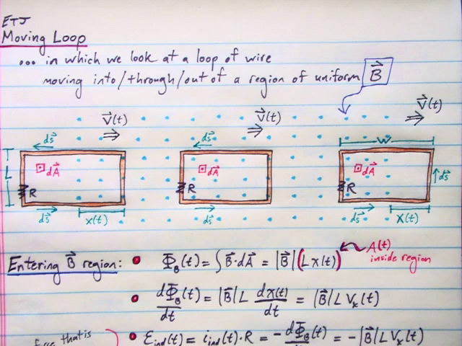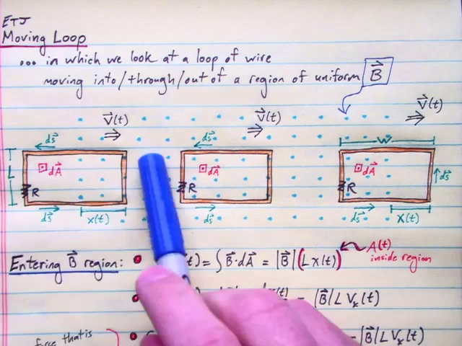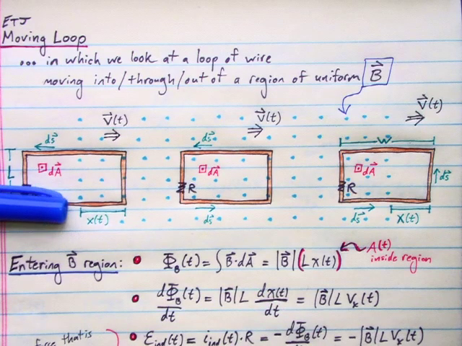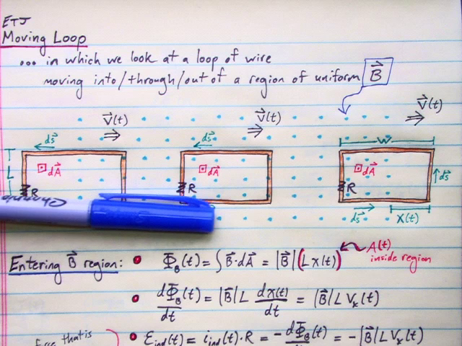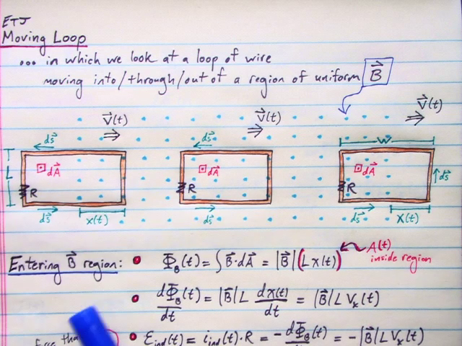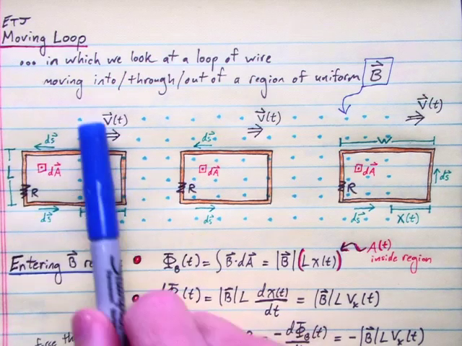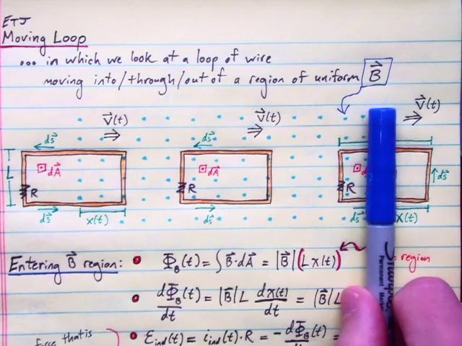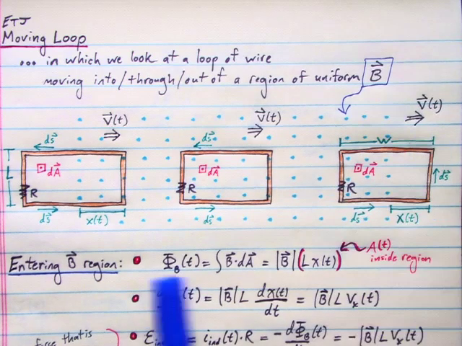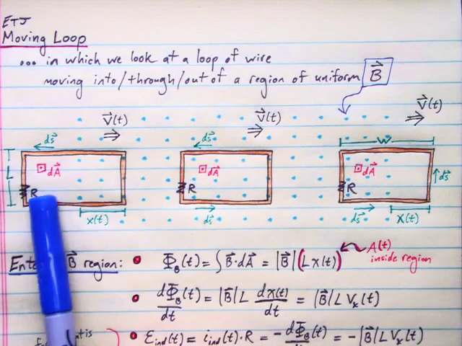Suppose we have a rectangular loop of conducting wire that's sliding along on a frictionless surface or drifting through space or something, and it goes from a region where there is no magnetic field into a region where there is a uniform magnetic field. So, what happens as our wire loop begins to enter that region?